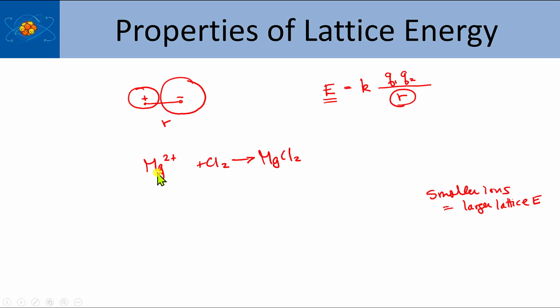So the other property of lattice energy is that ion charges, I have a hard time writing on my screen right now, high or larger ion charge means larger lattice energy. I'm running out of space here.